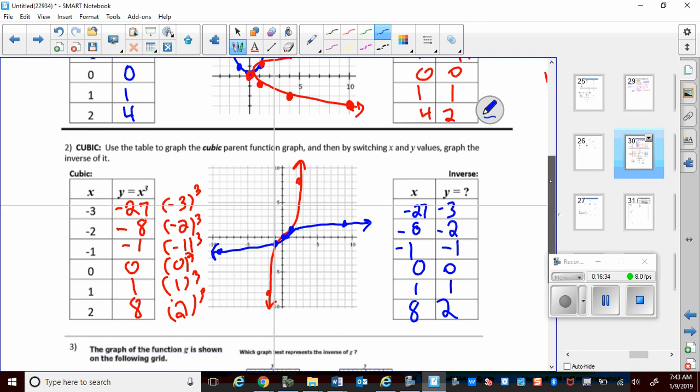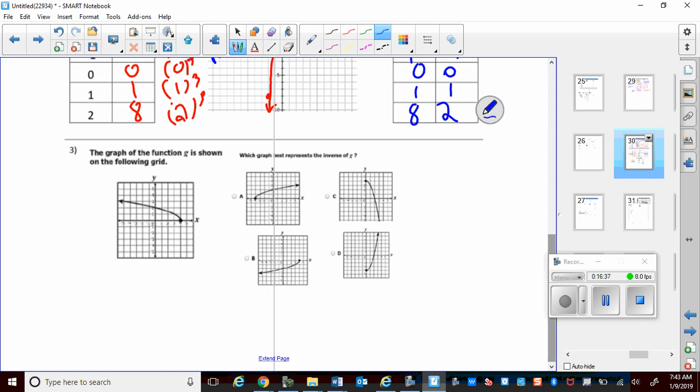Number 3 says the graph of function g is shown on the following grid. This is a radical. So the opposing side, the inverse, should produce this rotated 270 degrees. And if I rotated that 270, first it would go down, then it would go sideways the other way, then it would come back up. So it's probably going to do this one, but we're going to make sure by just checking some of the values.